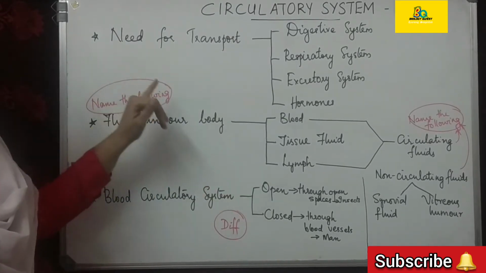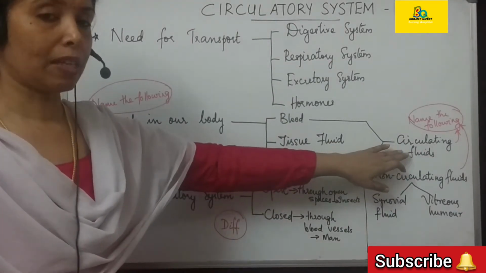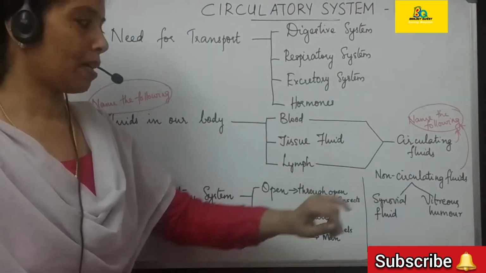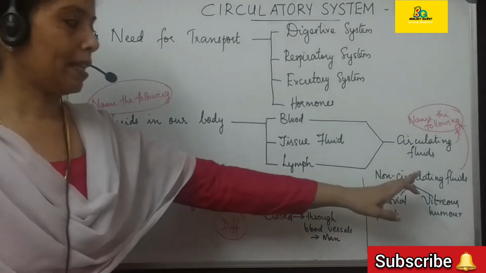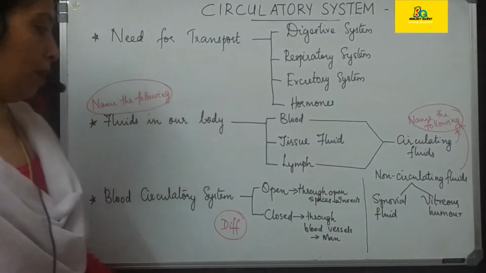This can be asked as name the following. Blood and lymph are the circulatory fluids in the body. Again, this can be asked as name the following. The non-circulating fluids include the synovial fluid and vitreous humor.